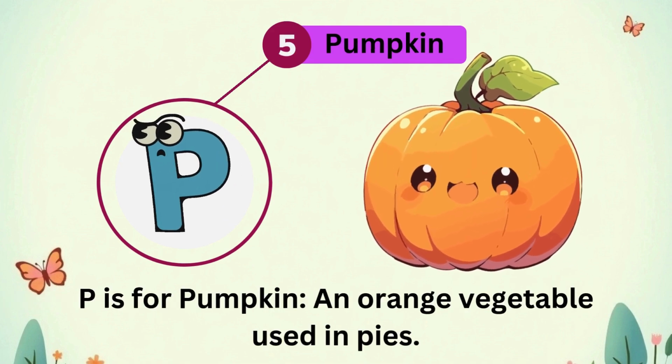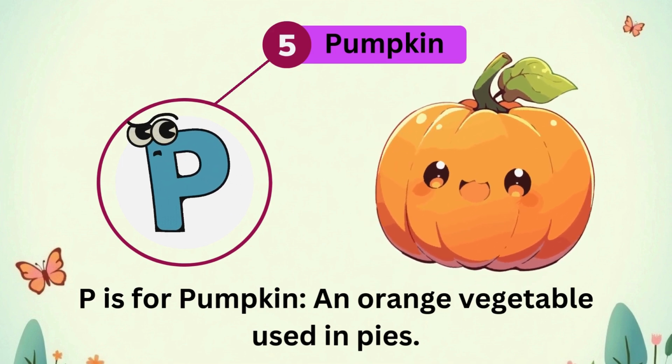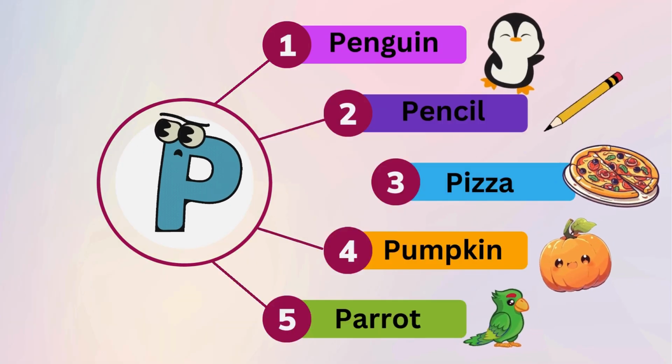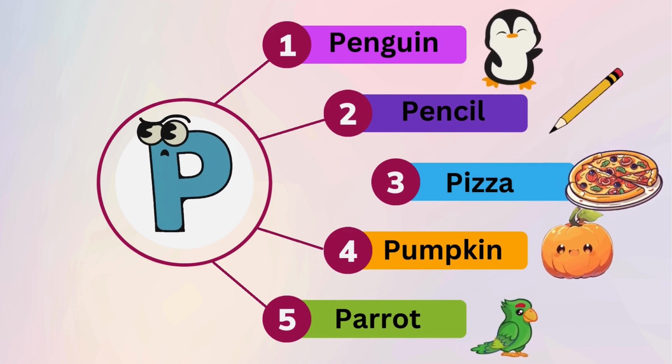P is for pumpkin, an orange vegetable used in pies. P is for penguin, pencil, pizza, pumpkin, and parrot.